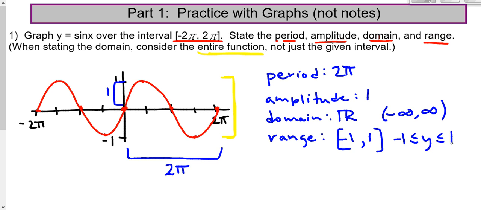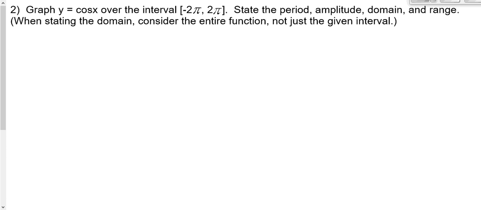Okay, let's move on to number 2. We're going to do the same thing for the cosine graph. So if you want to, go ahead and pause and try it yourself, and then resume and see how you did.